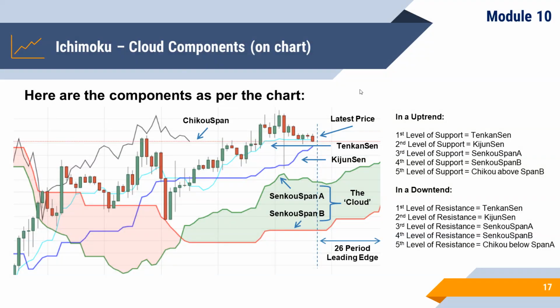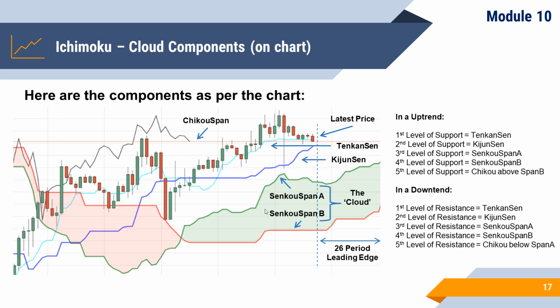But let's continue. Quickly looking at the different cloud components on a basic chart example here. The light blue line over here is what we will call the Tenkan-sen line, and then we have the darker blue line called, as mentioned, the Kijun-sen line, and then we have Senkou span A. In the uptrend, that would be your top line, usually a green line depending on how your indicator is set up, and Senkou span B, which would be a red line in an uptrend. And that would be the basic components on a chart.